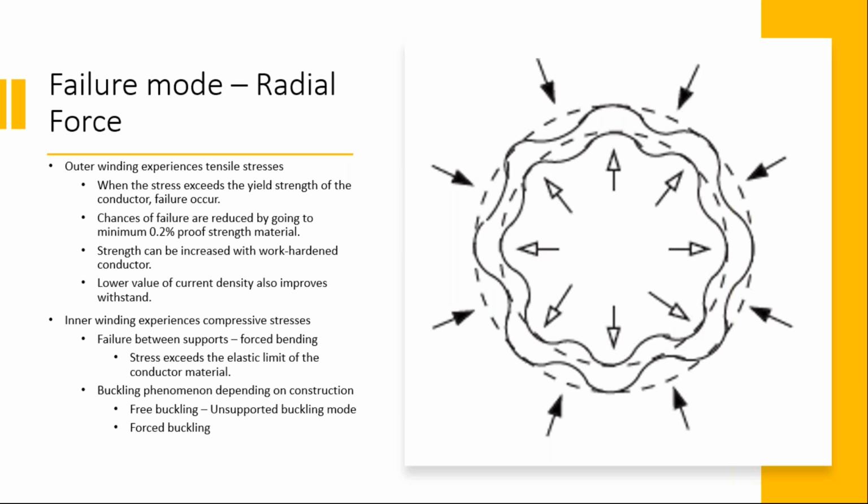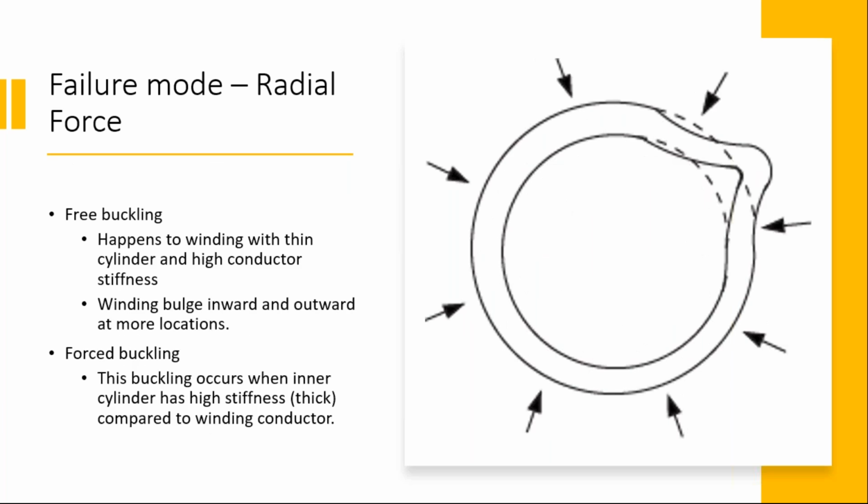And the buckling phenomena is again divided into two parts. One is the free buckling, which is an unsupported buckling mode, mostly applicable for medium or large power transformers, and forced buckling, when there is an inner support which is stronger than the conductor. So the buckling phenomena is of two types: free buckling and forced buckling.